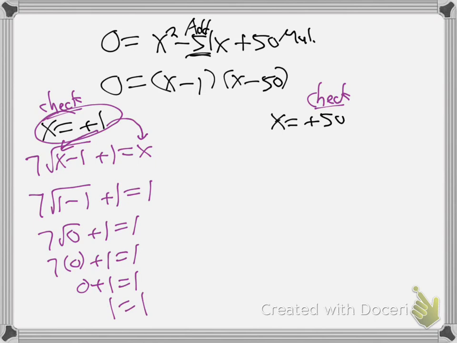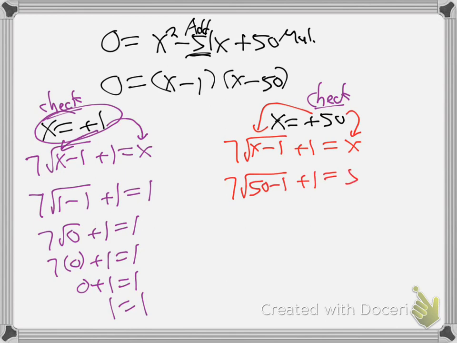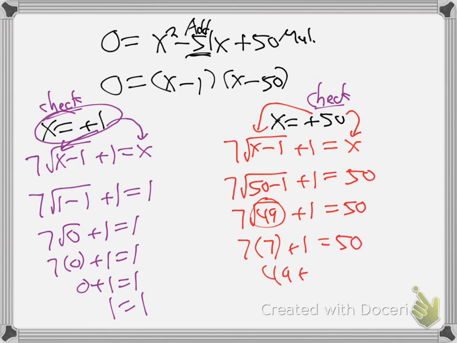How about the 50? Does that work also? I think so. So square root of x minus 1 plus 1 is x. Put in the 50. The square root of 50 minus 1 is 49. The square root of 49 is 7. Those are times, because that 7 is right up against that root, no symbol in the middle. So 7 times 7 is 49 plus 1 is 50. 50 equals 50. So this time they're both good answers.